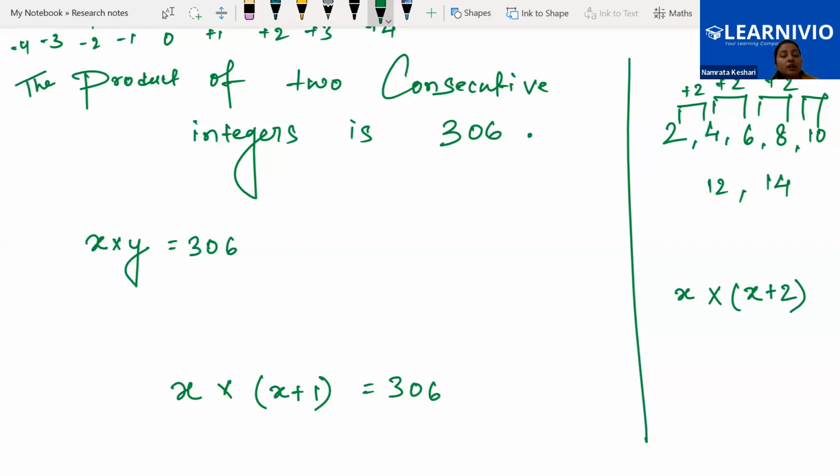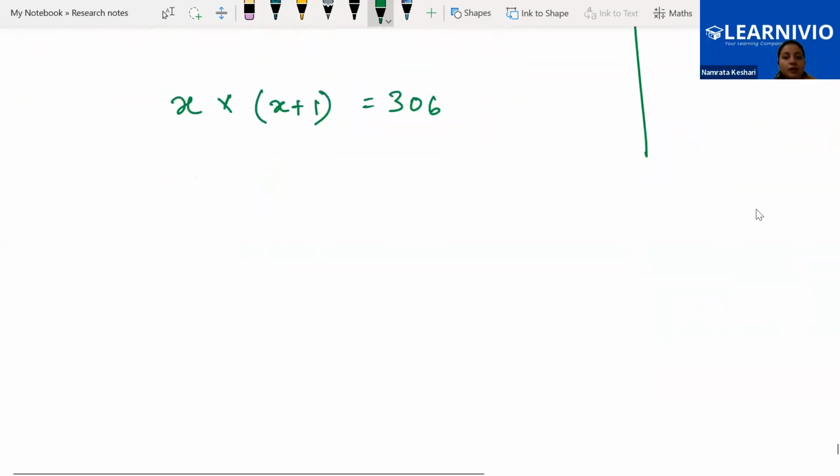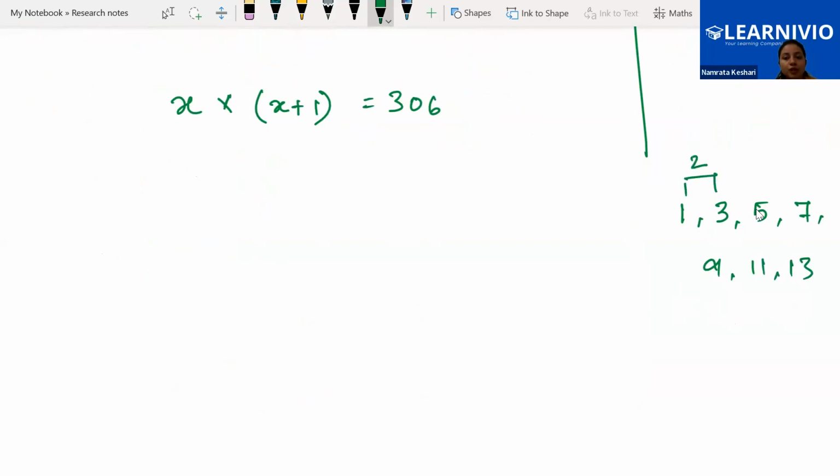Okay, and if it is talking about consecutive odd numbers, let me show you the odd number pattern. 1, 3, 5, 7, 9, 11, 13. See, there is a gap of 2. 1 plus 2, 3. 3 plus 2, 5. 5 plus 2, 7. 9 plus 2, 11. 11 plus 2, 13. So every time there is a gap of 2. So even if it is talking about consecutive odd numbers, again we will take one of them as x, and the very next consecutive one will be x plus 2.